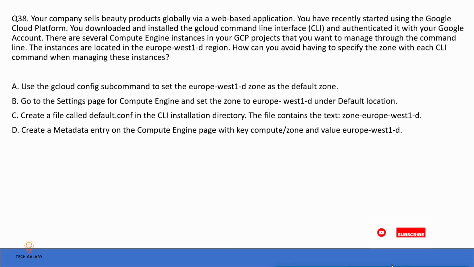Your company sells beauty products globally via a web-based application. You have recently started using the Google Cloud platform. You downloaded and installed the gcloud command line interface and authenticated it with your Google account. There are several Compute Engine instances in your GCP projects that you want to manage through the command line. The instances are located in the Europe West 1 region. How can you avoid having to specify the zone with each CLI command when managing these instances?